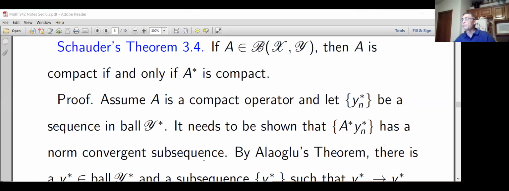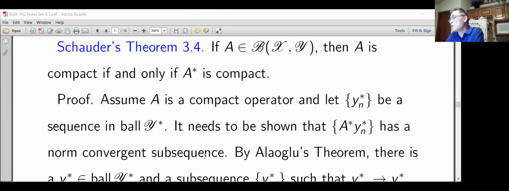Schauder's theorem. If A is a bounded operator from X to Y, then A is compact if and only if A star is compact. Proof. Assume A is a compact operator and let Yn star be a sequence in the ball of Y star.